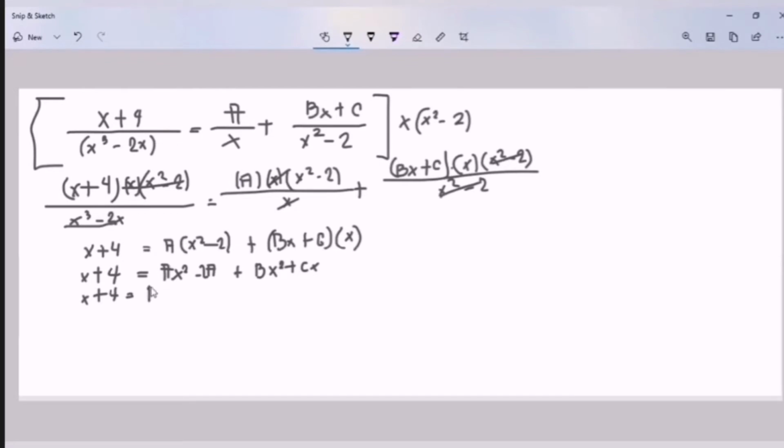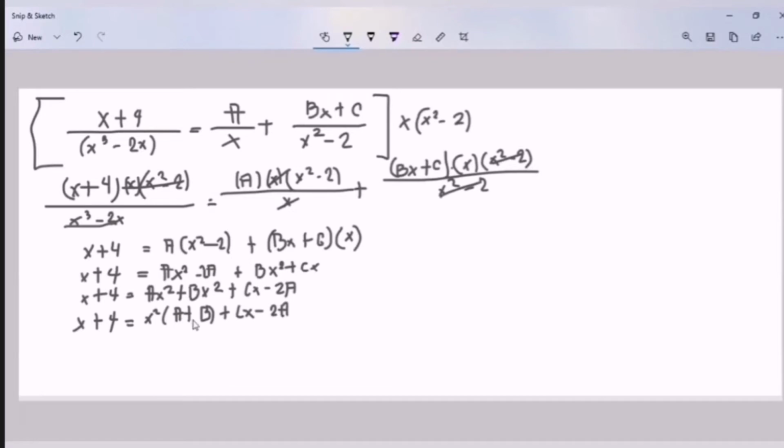Let us just copy the terms on the left side of the equation. So that would be x plus 4 equals Ax squared plus Bx squared plus Cx minus 2A. And then factor out Ax squared plus Bx squared. That would be x plus 4 equals x squared times the quantity A plus B, plus Cx minus 2A. As you can observe, on the left side of the equation we have a linear expression. However, on the right side, we have a quadratic expression.